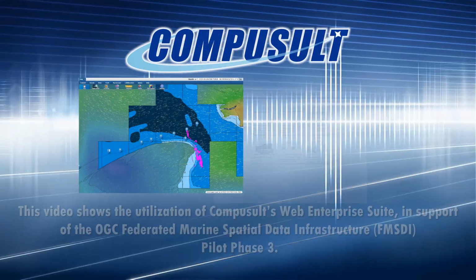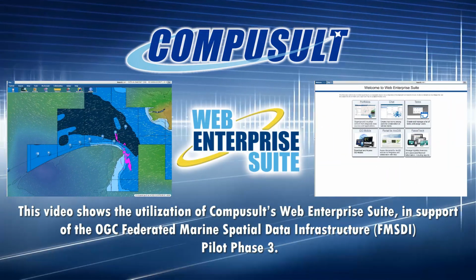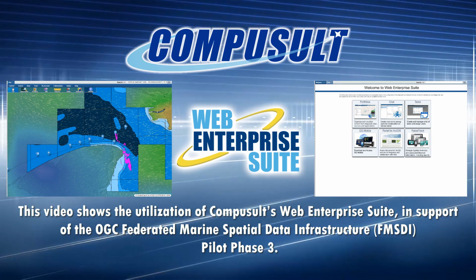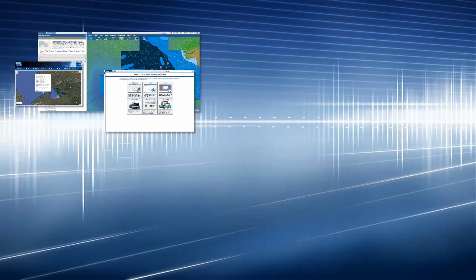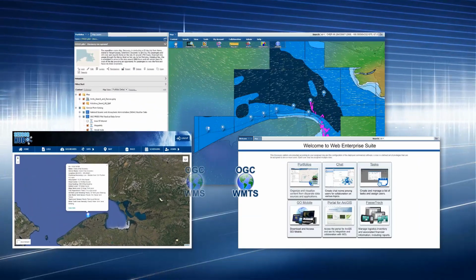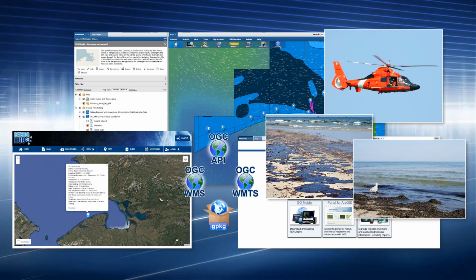This video shows the utilization of Compusult's Web Enterprise Suite, in support of the OGC Federated Marine Spatial Data Infrastructure, FMSDI, Pilot Phase 3. We have created a sub-scenario in which data that is accessible via OGC standards can be used to support emergency operations and potential threat to the surrounding marine ecosystems.